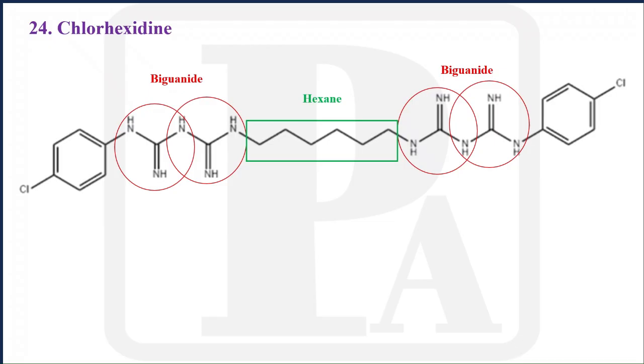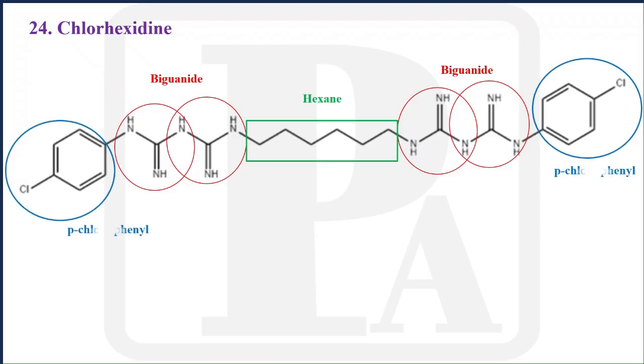6 carbon alkane is called hexane. So two biguanides are fused with the hexane, and the other ends of the biguanides have parachlorophenyl. That is called chlorhexidine. So how do we divide the word? Chlor indicates parachlorophenyl, hex indicates hexane, and den indicates biguanide, that is guanidine.